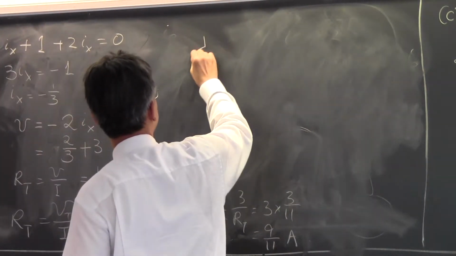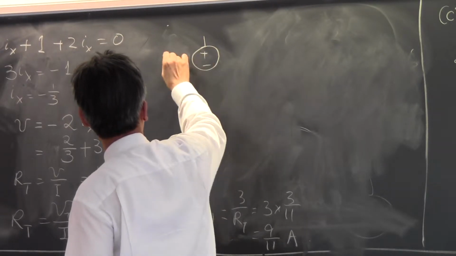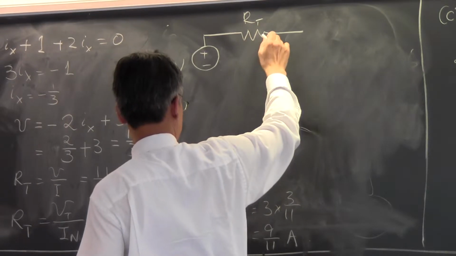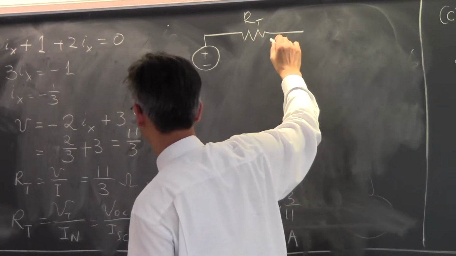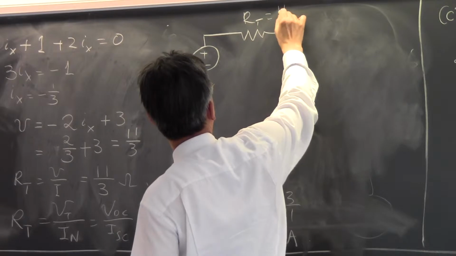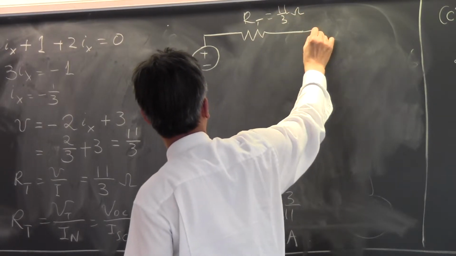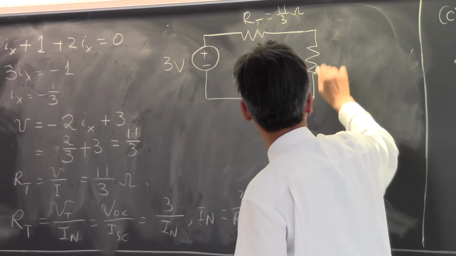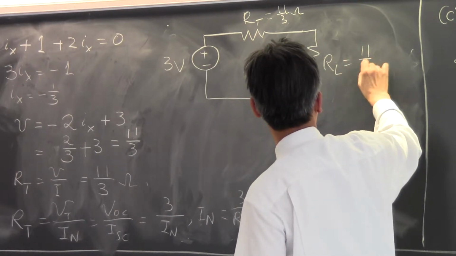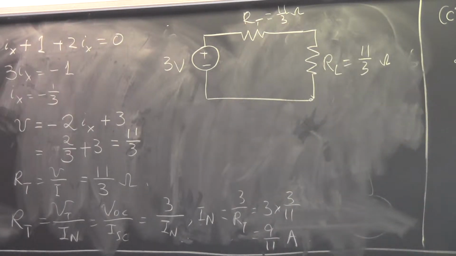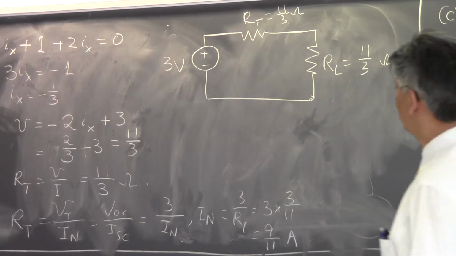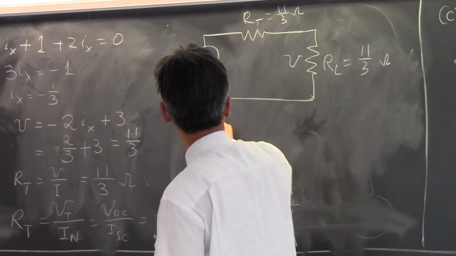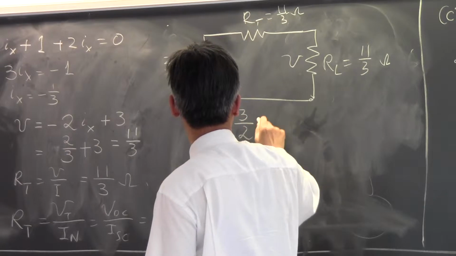So we have this equivalent circuit, which is 3 volts, and then you have R Thevenin, which is equal to 11 over 3 ohms. And then in order to get maximum power transfer, you have RL must be 11 over 3 ohms. Okay, that's called circuit matching. Then you can figure out the voltage. Okay, this voltage must be equal to 3 over 2 volts.